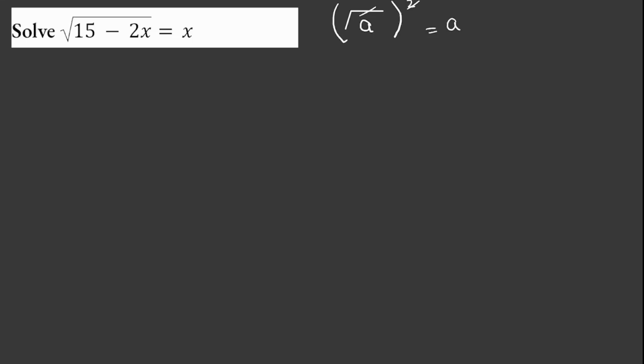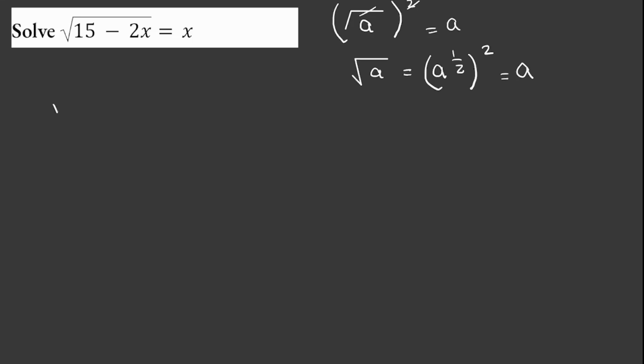The reason that is true is because the square root of a is rewritten as a to the 1/2. So if we take a to the 1/2 to the power of 2, multiplying the powers gives you a. So using this property, we will solve for x right here. Now here I have the square root of 15 minus 2x. So the 15 minus 2x is underneath the radical.